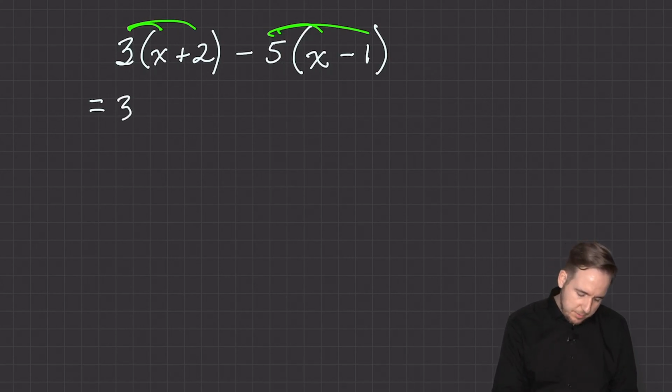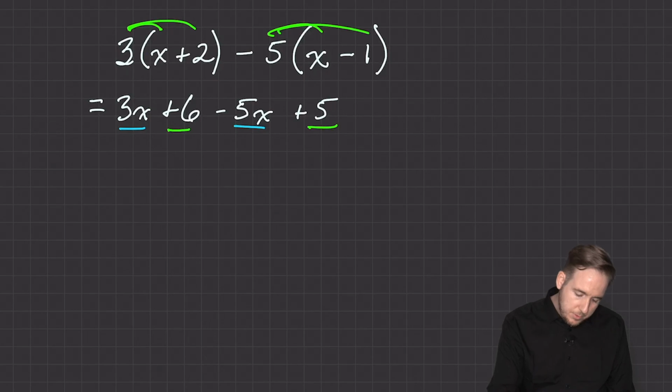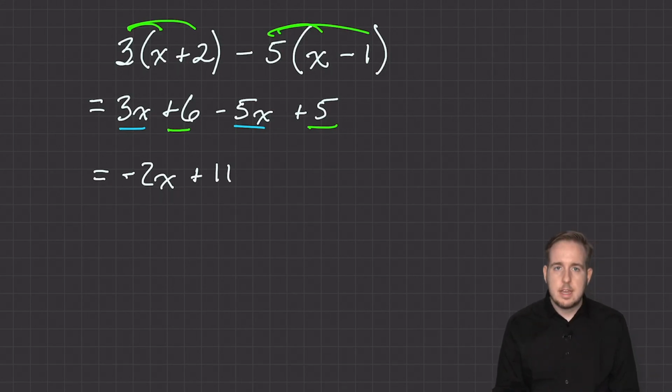3 times x is 3x. 3 times 2 is 6. Negative 5 times x is negative 5 times x. See, multiplication with variables is easy. Negative 5 times x is just negative 5x. And negative 5 times negative 1 is plus 5. Okay, now I can kind of sort of keep track. These two have x's, and these two have numbers. So I can put the numbers together. 3x minus 5x, which is minus 2x, and 6 plus 5 is plus 11.